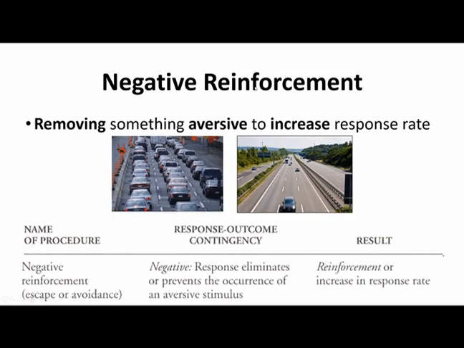For negative reinforcement, we're removing something aversive to increase our response rate. And these are some interesting ones to try and wrap your head around, but there's the example of, say, traffic. If you usually get stuck in traffic every morning on your drive to work, maybe you try a new behavior, a new response, and maybe you leave half an hour early. And as a result, there's no traffic. That aversive stimulus of getting stuck in a traffic jam is gone.